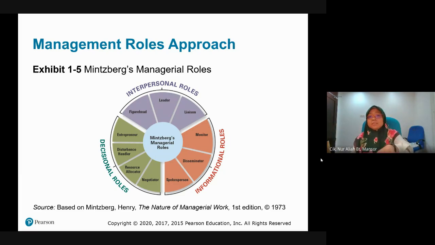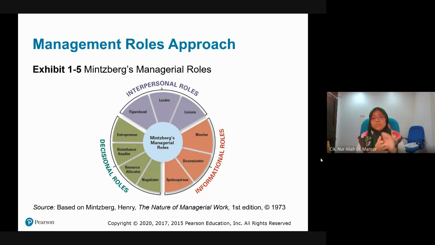So kita cakap pasal interpersonal roles kan. We're talking about interpersonal roles. Leaders itu decision yang susah sebenarnya kita nak buat. Kita nak protect dia ke tak? Tu decision you have to make every day. Okay? So interpersonal roles. Okay? Bila kita deal dengan orang.